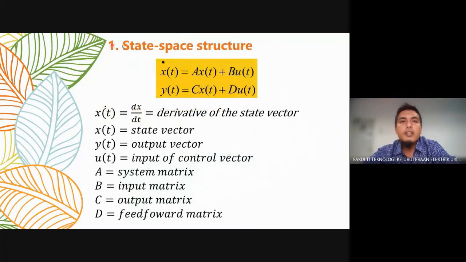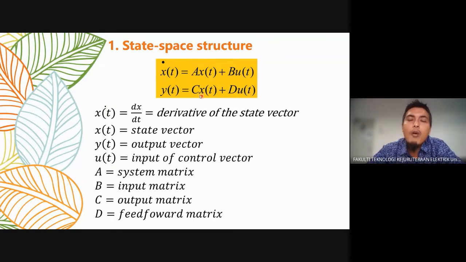Okay, so this is the state space structure. This is x dot t. We call x dot equal to Ax plus Bu. This is the form people say about the state space equation. We don't say x dot t equal to Ax t plus Bu t. This is not the common way we say this equation. We just say that x dot equal to Ax plus Bu, y equal to Cx plus Du.